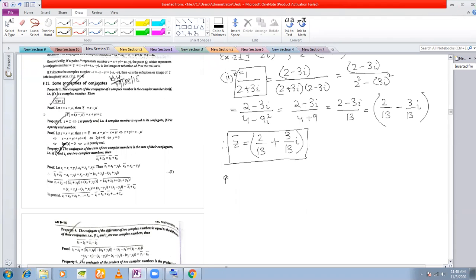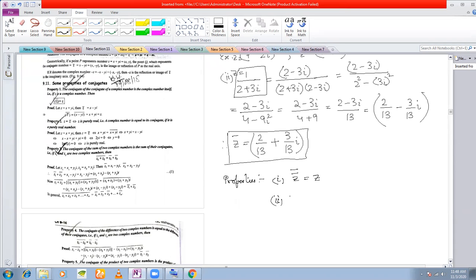Conjugate. What are the properties of conjugate? Properties. First property is that the conjugate of a conjugate will give you the same complex number. Okay, all these properties can be proved. You can go through the proofs. The proofs have not come directly yet, and I don't think it will come.